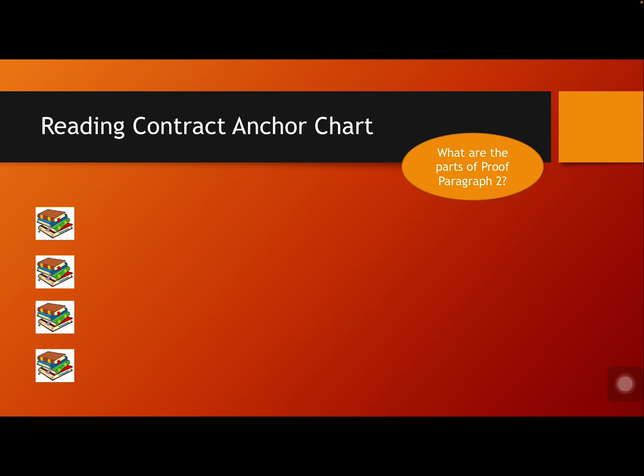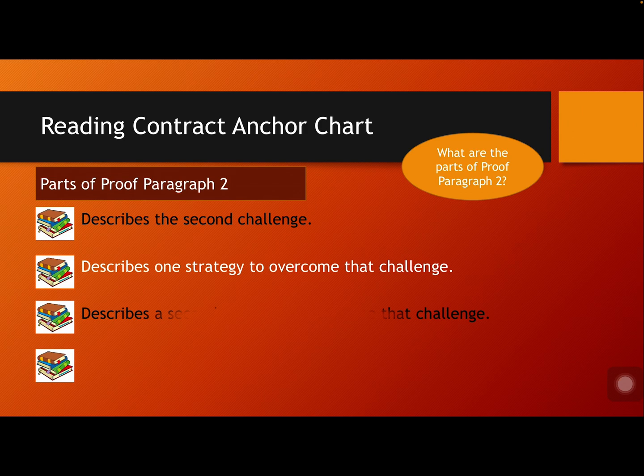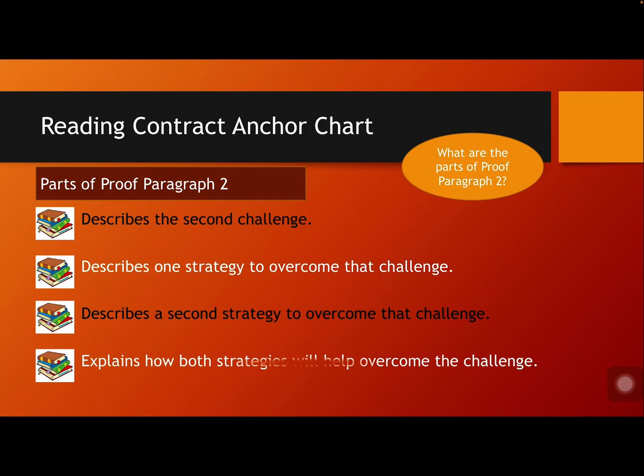Reading contract anchor chart. What are the parts of proof paragraph 2? Describes the second challenge. Describes one strategy to overcome that challenge. Describes a second strategy to overcome that challenge. Explains how both strategies will help overcome the challenge.